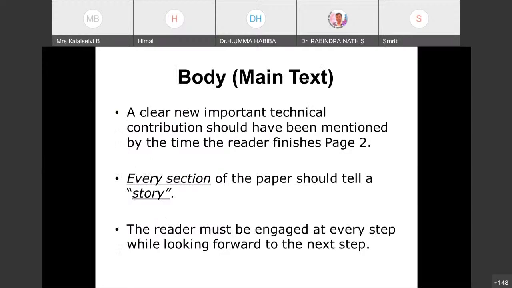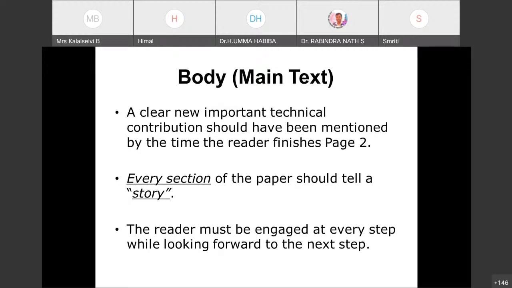Then comes the main body or the text of your actual research. So a clear and important technical contribution should have been mentioned by the time the reader finishes page 2. So up to section 2, the reader should be able to get that this paper has this kind of technical contribution, so I must read sections 3, 4 and 5 and so on.